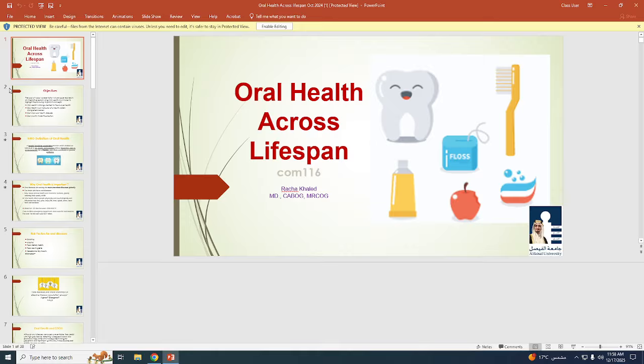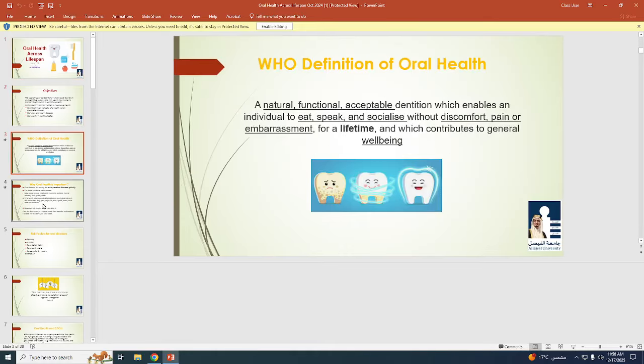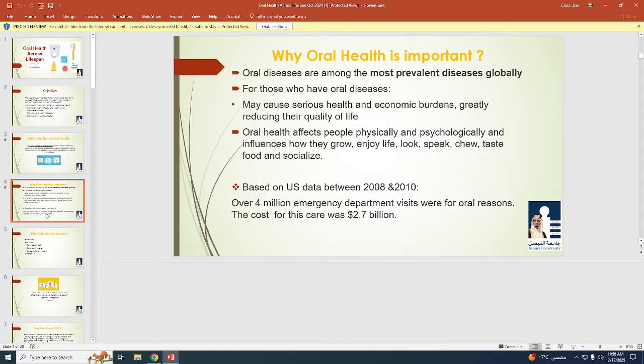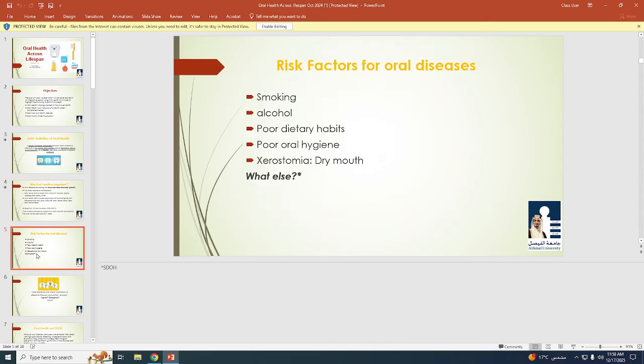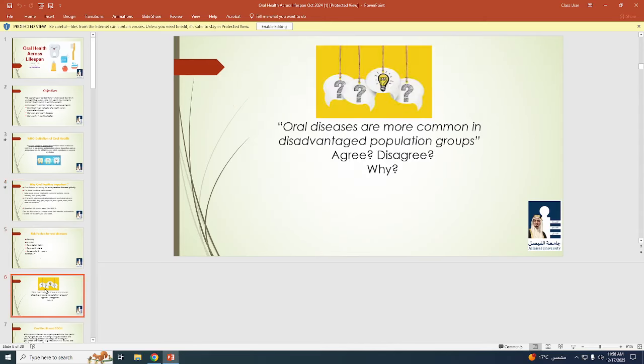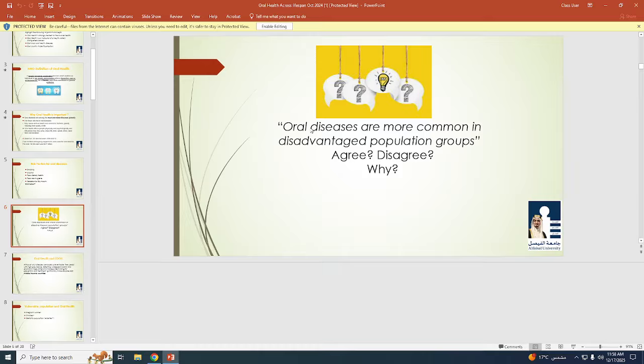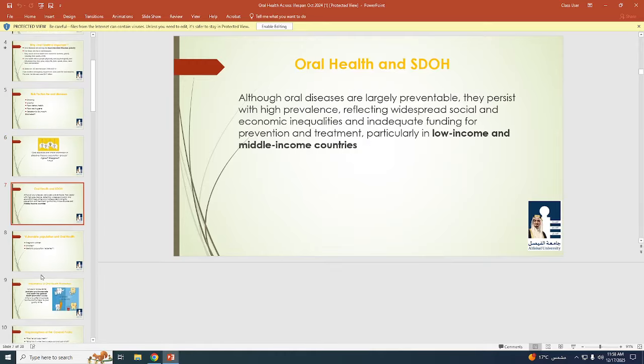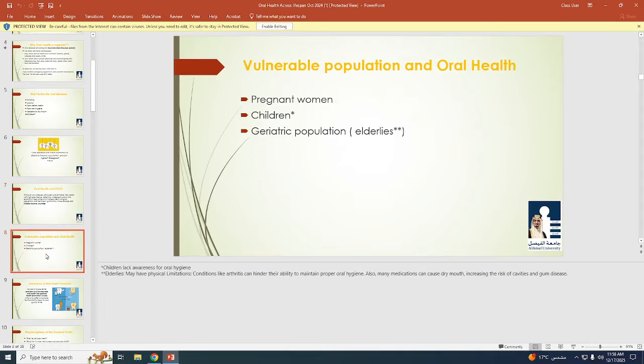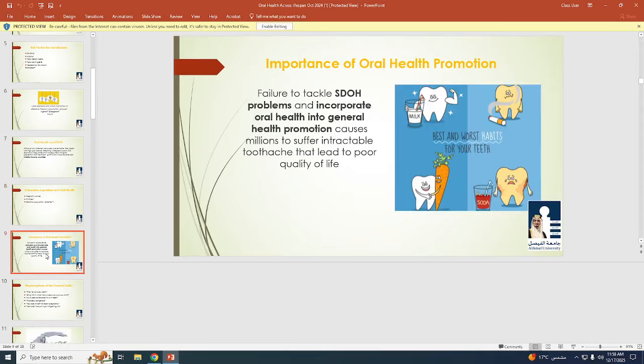Okay. Oral health across the lifespan: what is the definition? It's very easy. Why is oral health important? Because it is among the most prevalent diseases globally, and it can be prevented. What are the risk factors? Oral diseases are more common in disadvantaged populations. Why is that? Oral health is a social determinant of health (SDOH). Vulnerable population, oral health.